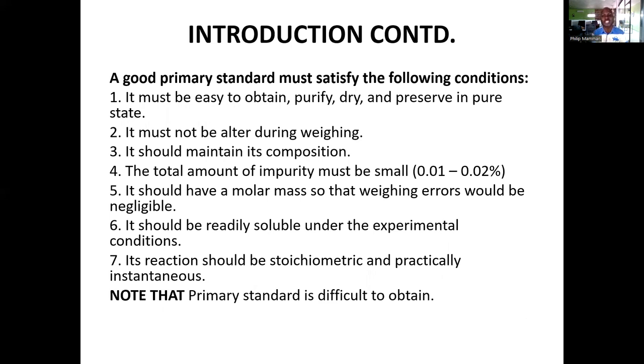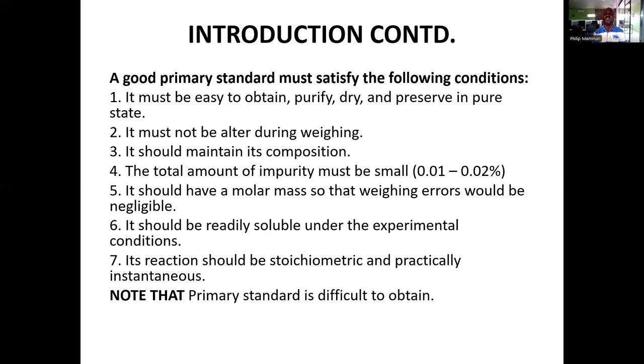A good primary standard must satisfy the following conditions. One, it must be easy to obtain, purify, dry, and preserve in pure state. Two, it must not be altered during weighing. You know that some substances, when you want to weigh them, can either absorb moisture, as in the case of deliquescent or hygroscopic substances, or they can lose water of crystallization, as in the case of efflorescent substances. So a good primary standard must not be deliquescent, efflorescent, or hygroscopic. It must maintain its composition, meaning that the composition will not change when it's exposed to the atmosphere.